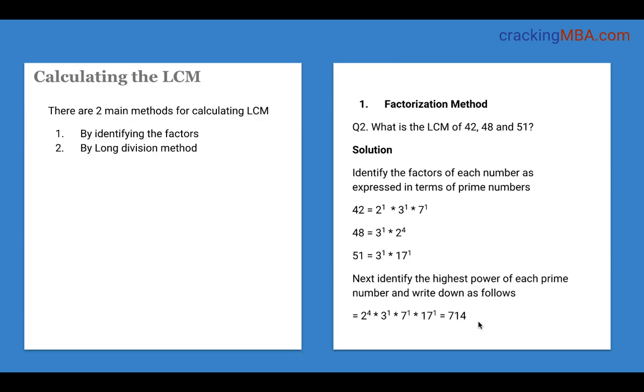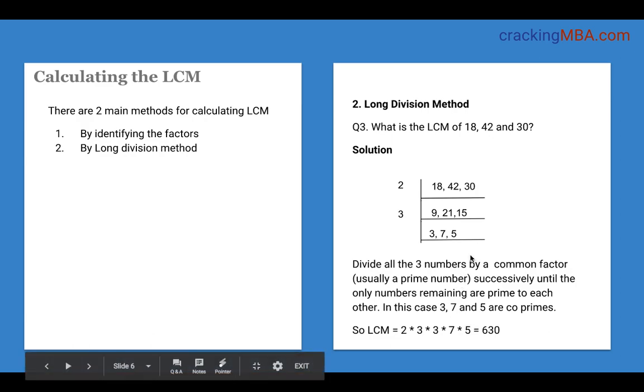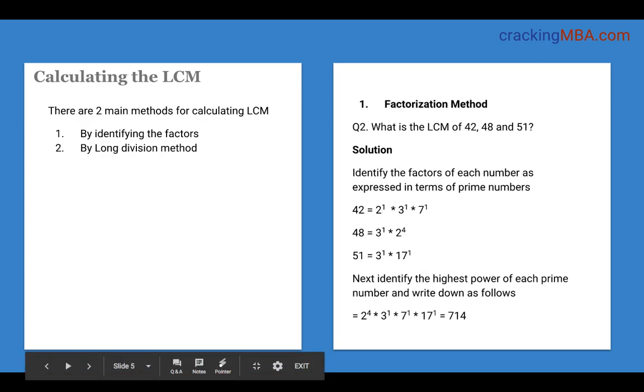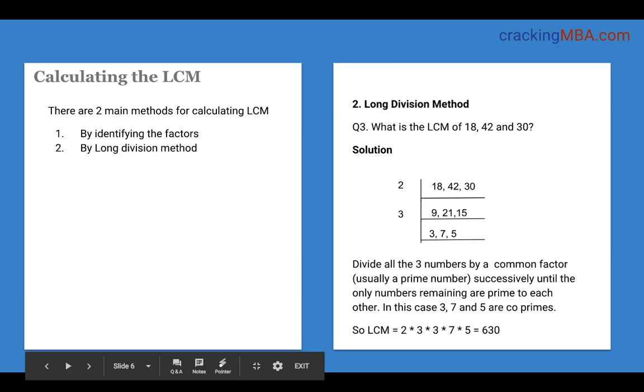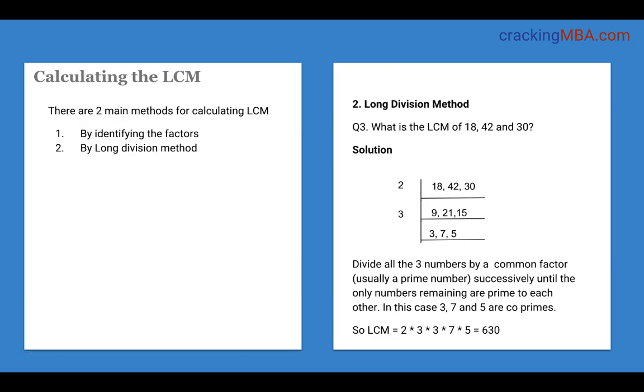Okay. Now let us look at the long division method for calculating. Till now we looked at the factorization method. Now let's look at the long division method. In the long division method, we take each prime number from the smallest to the largest and keep dividing until there are no further common factors left. Okay. So here we can look at the LCM of 18, 42 and 30. Clearly there is 2 in all of them. So I divide by 2 for all of them.